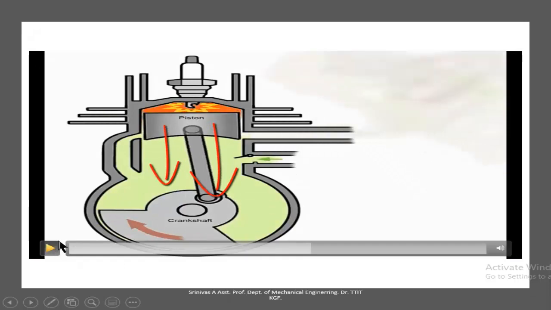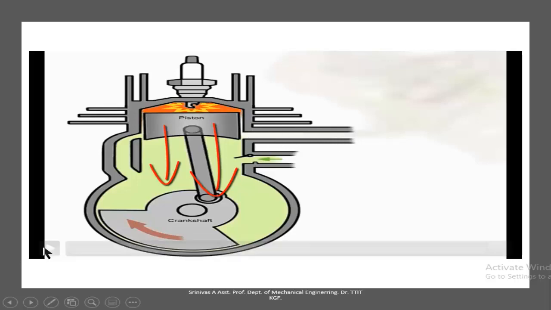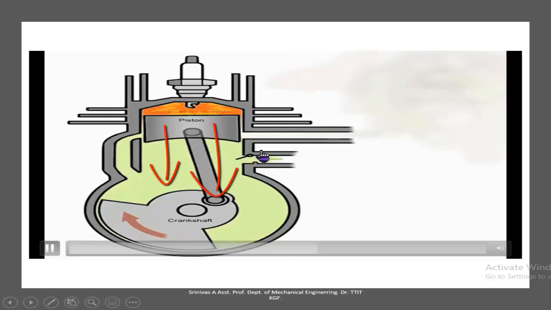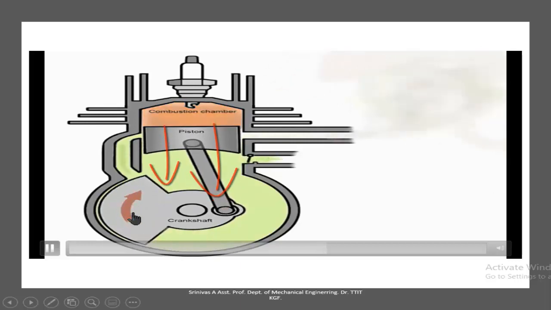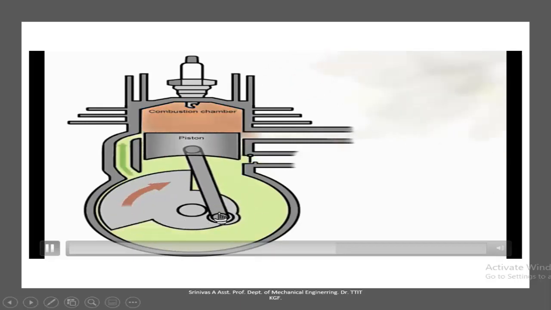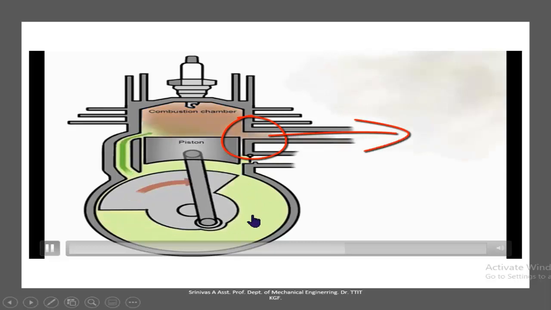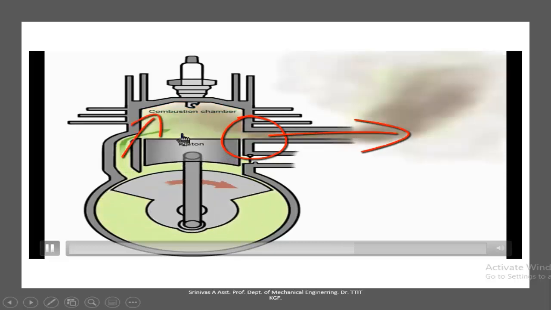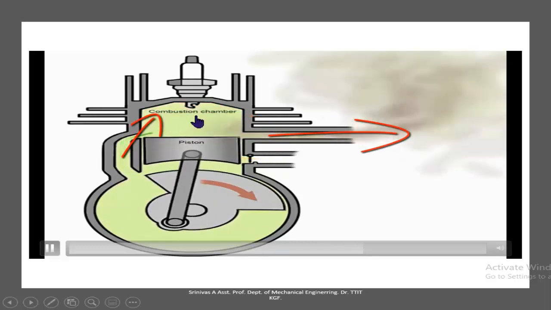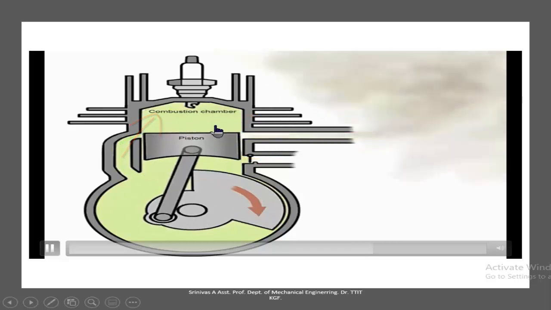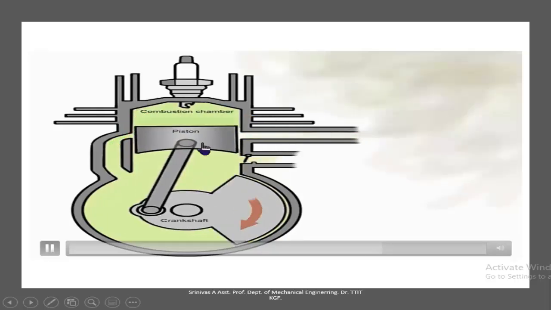You can see here again, because of the burning of the air-fuel mixture, the piston is pushed downward. You can clearly observe that the inlet valve is closed and the exhaust port gets opened. When the exhaust port opens and the inlet valve is closed, the air-fuel mixture inside is pressurized, and that pressurized mixture enters the combustion chamber and drives out the burned gas. This process is known as scavenging. Like this the process is done.